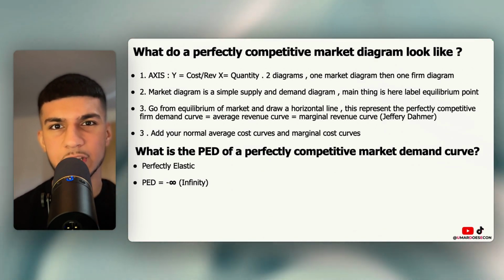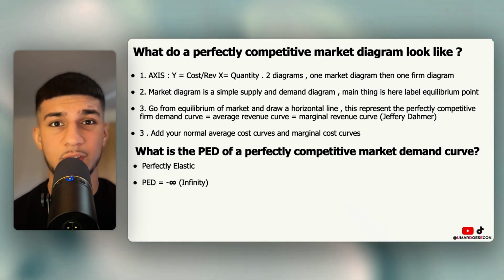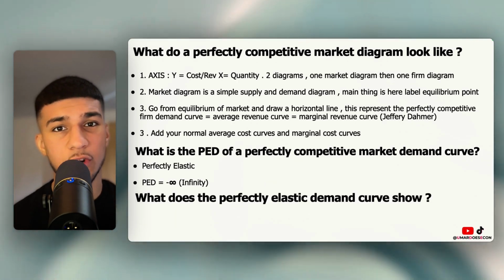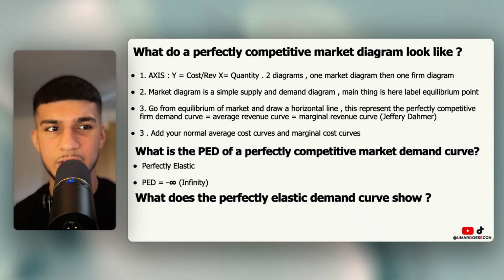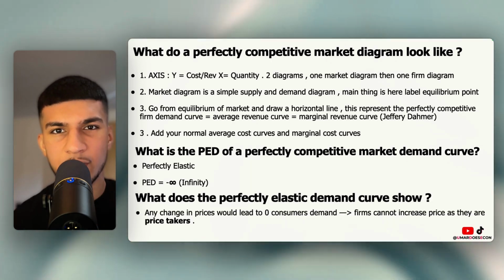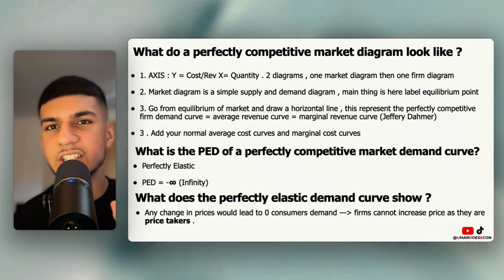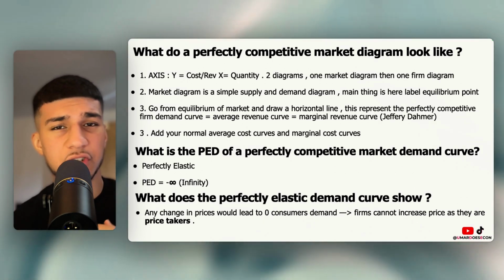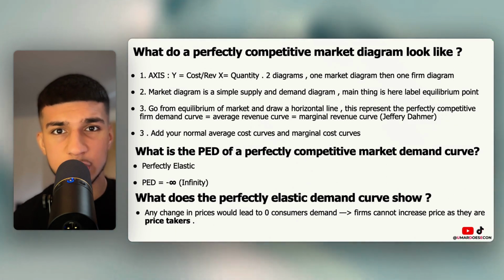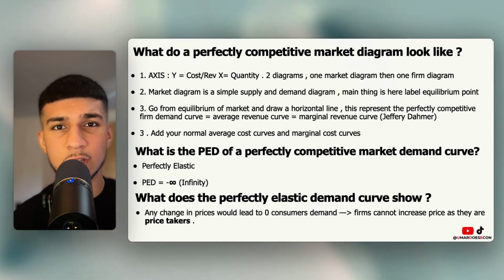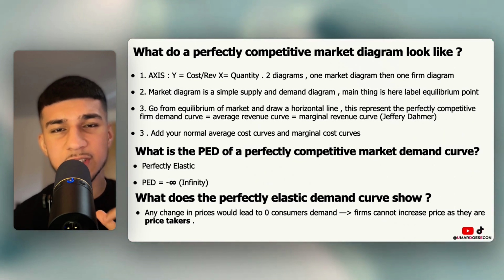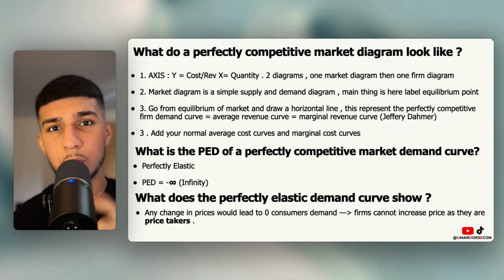We've got perfect competition, and what is its demand curve? Perfectly elastic. Now, what does this perfectly elastic demand curve show? It links really well to one of the characteristics. Since the curve is perfectly horizontal, it shows any change in price will lead to zero consumer demand. So if firms try to increase price, maybe to chase more supernormal profit, it will lead to absolutely zero consumer demand. And this is exactly why we call firms in a perfectly competitive market price takers.